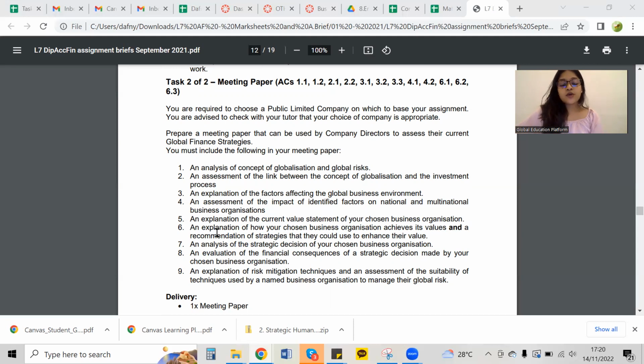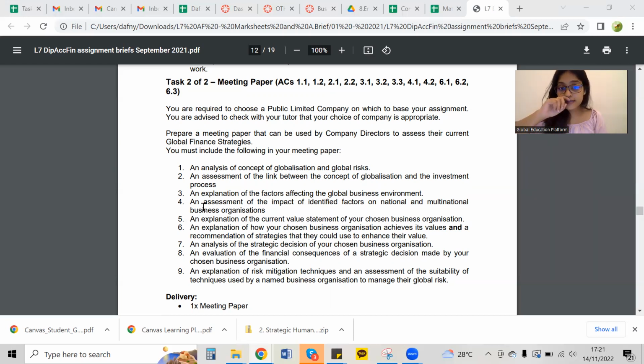The third point, an explanation of the factors affecting the global business environment. So here you talk about the factors affecting the global business environment. We've spoken about different factors, but always make sure that whatever you answer, it should be related to the public limited company that you are choosing. So that in that way you show application skills, right? So that's about the third section.